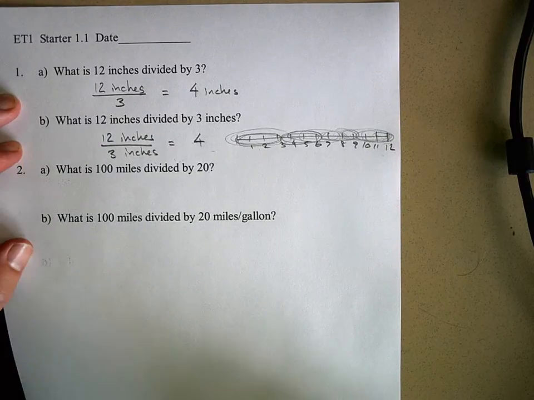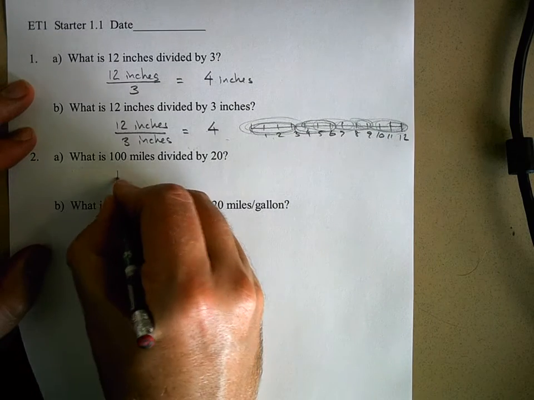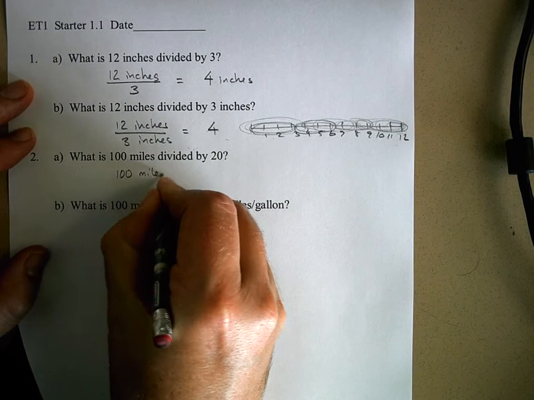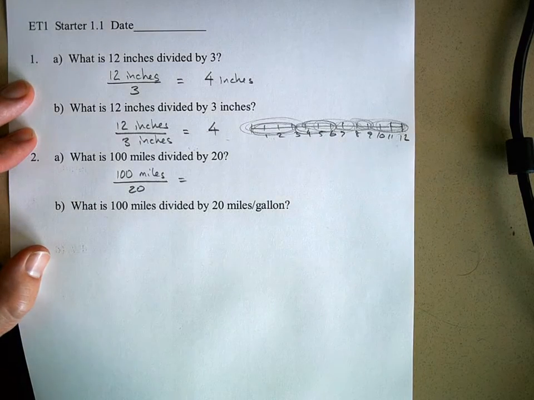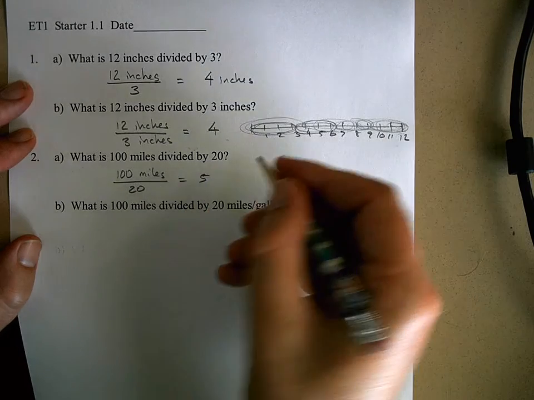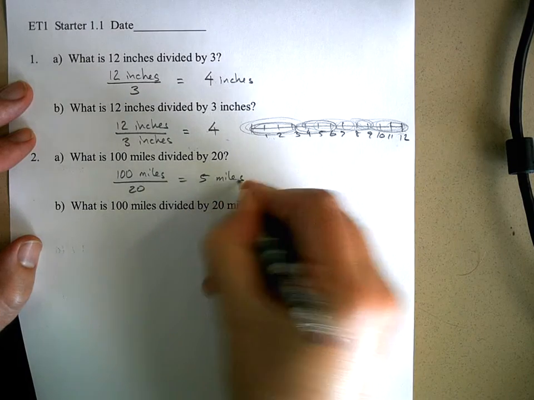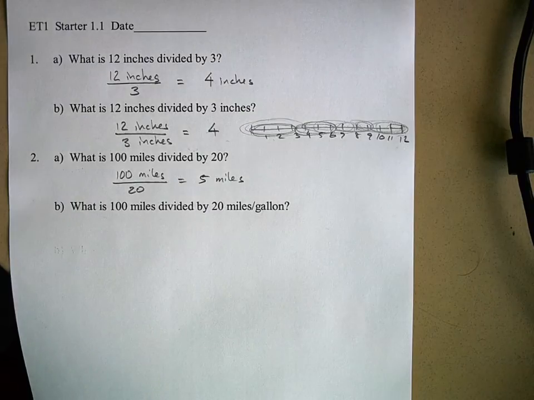Now, number 2 is a little bit more sophisticated. Here we have 100 miles, and you're dividing it by 20. So what do you get? Well, 100 divided by 20 is 5. 5 miles. So you're taking 100 miles, dividing it up into 20 pieces, and each one of those pieces is 5 miles long. Doesn't that make sense?